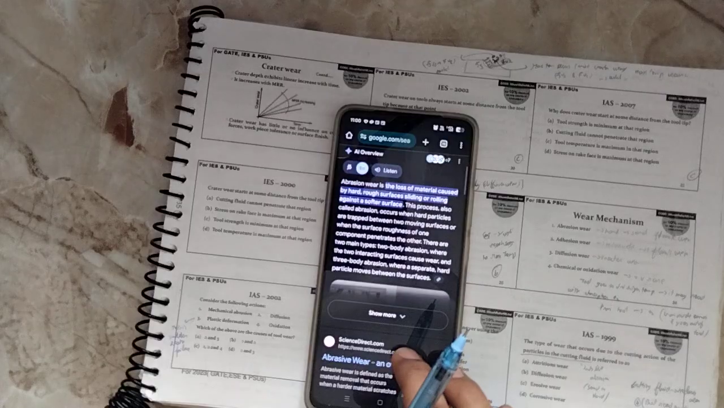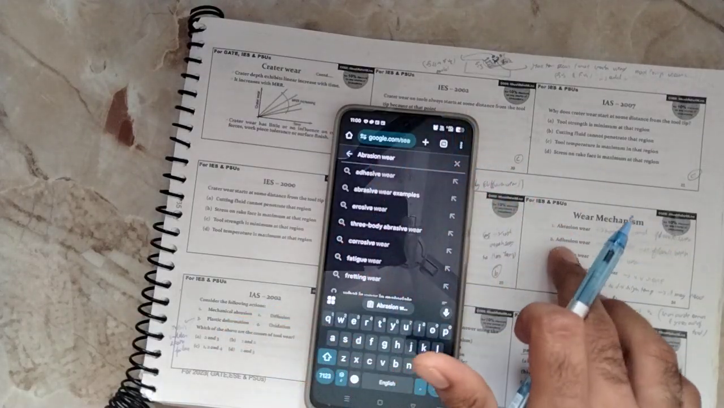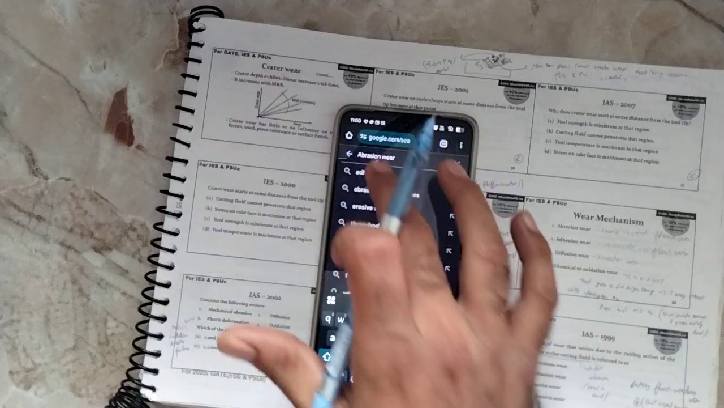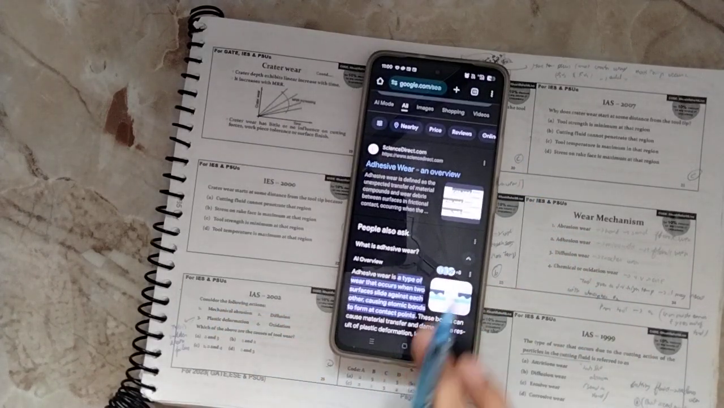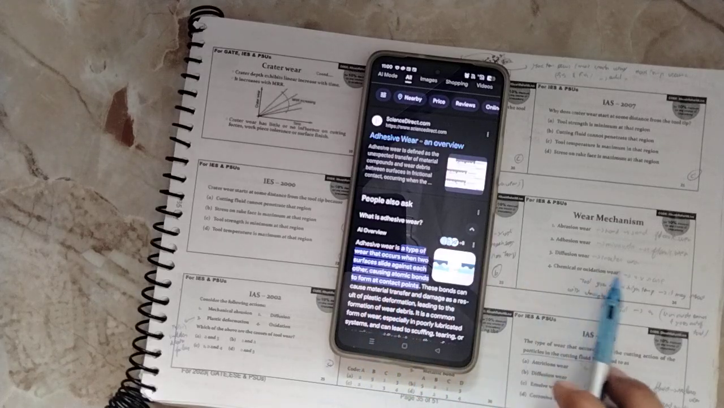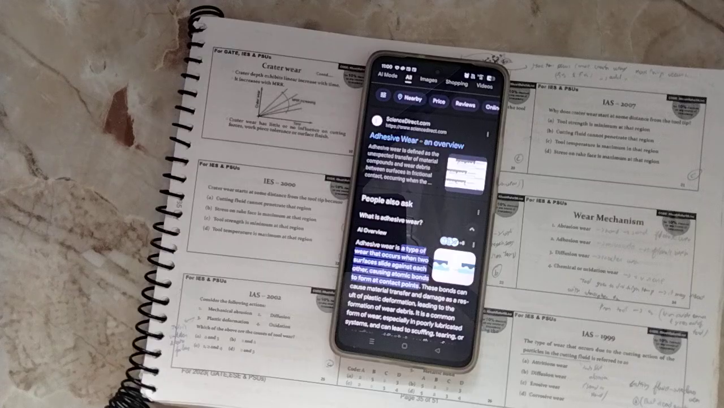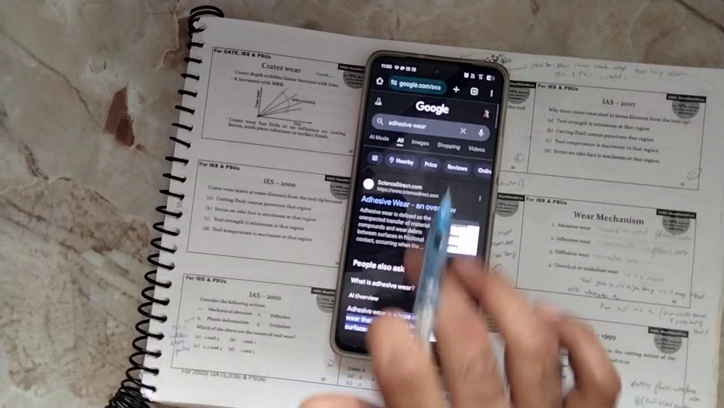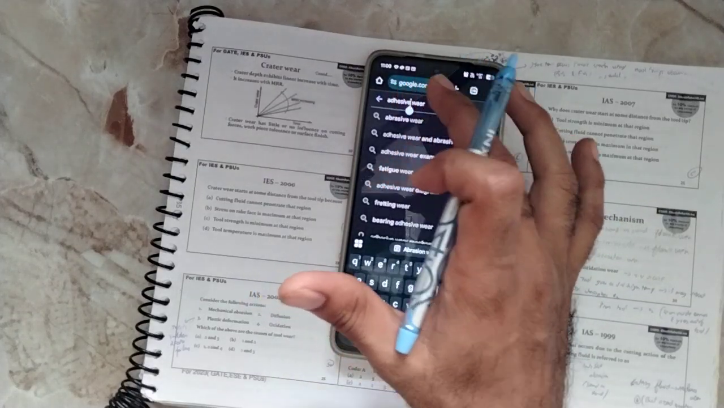I think you're getting the point. So this is abrasion wear. Next one is adhesive wear. It is a type of wear that occurs due to sliding atomic bonds. It means while we are rubbing two materials, micro welds occur. Diffusion wear means two materials start to diffuse.